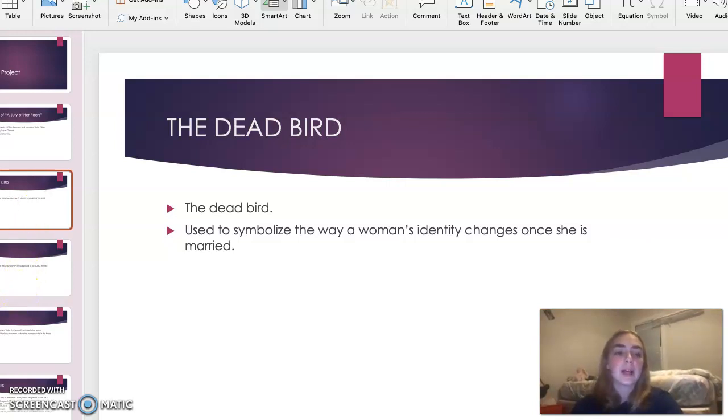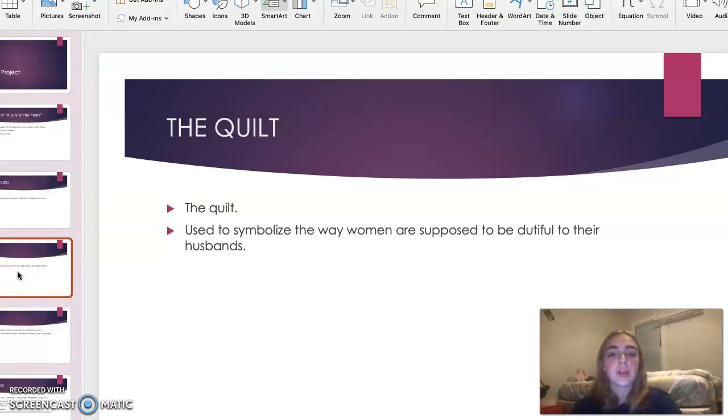Next, Glaspell uses the quilt in the story to symbolize how women are to be dutiful to their husbands. During Mrs. Hall and Miss Peters' search throughout Minnie's house, they found a quilt she had been working on. The majority of the quilt looked nice and neat, but the wives found a spot on the quilt where they discovered it looked like Minnie did not know how she wanted to finish it.